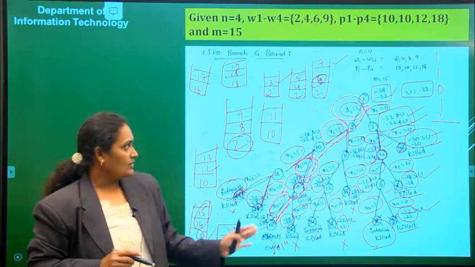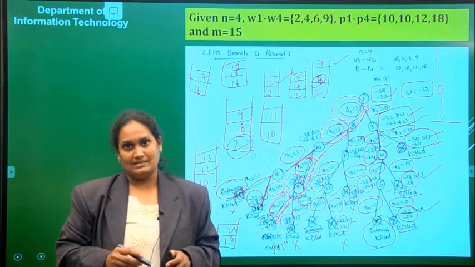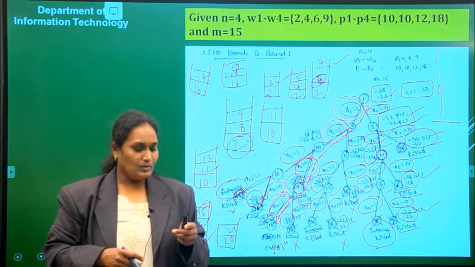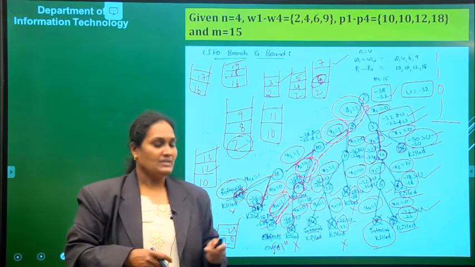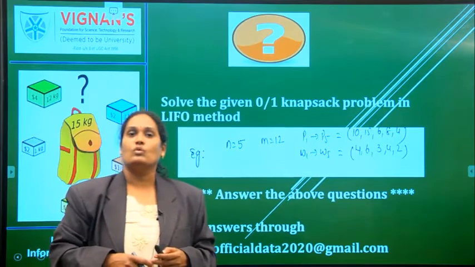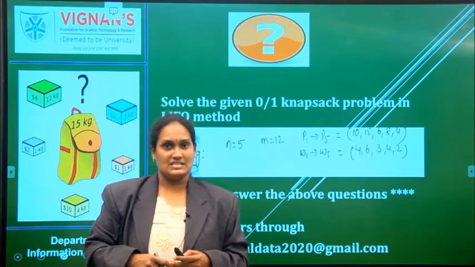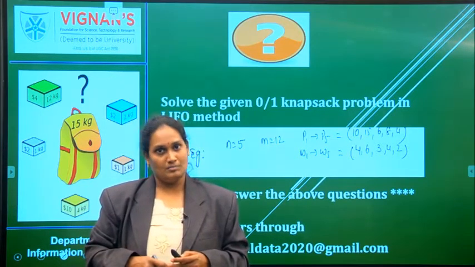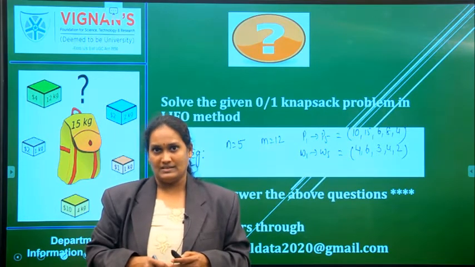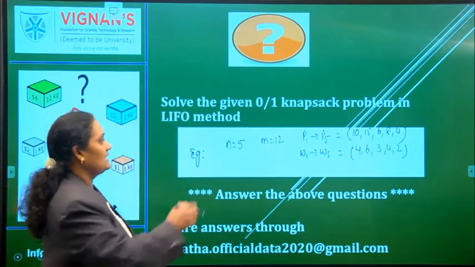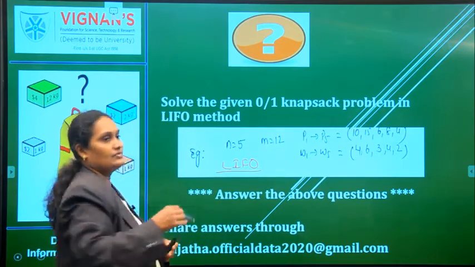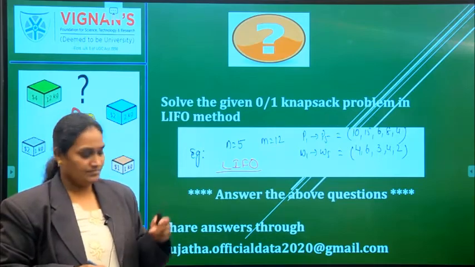So this is the method of solving the knapsack problem using the LIFO method. I hope you all understood the LIFO method. Now I am going to summarize the concepts we explained in this session. In this session we saw how to solve the 0/1 knapsack problem using the LIFO method, that is, last in first out method. To assess yourself, here I have given a question. You have to solve this problem by following the LIFO method.